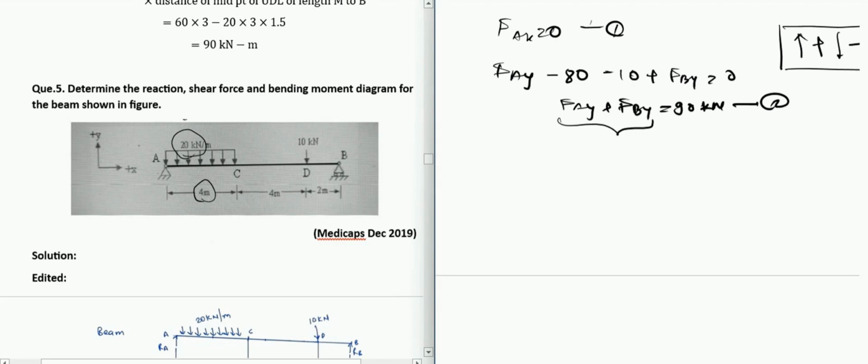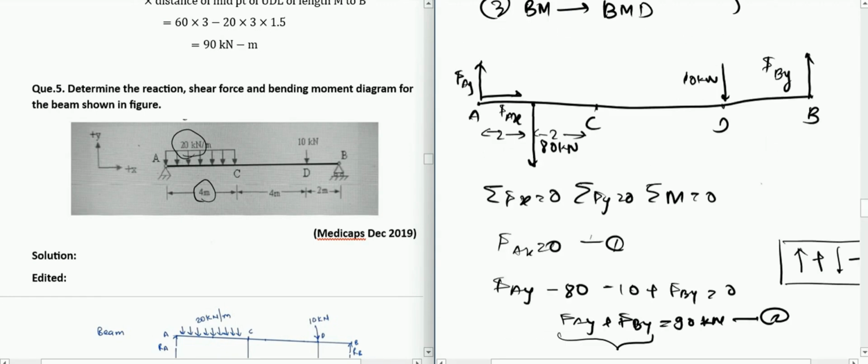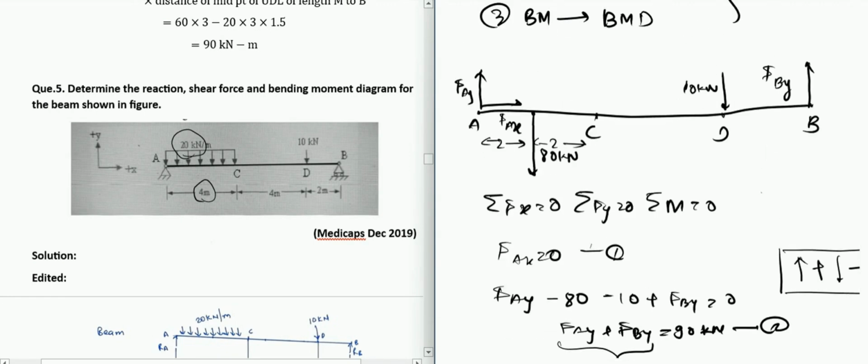So the third equation will be coming from summation of moment is 0. Let us calculate moment at any point. We always calculate the moment at a point where the unknown force is going through. So either we calculate at FBY or at FAY, let us say at A or at B, because the moment is nothing but the force into perpendicular distance. If you calculate at B, the perpendicular distance for FBY will be 0, so the moment because of that force will be 0.